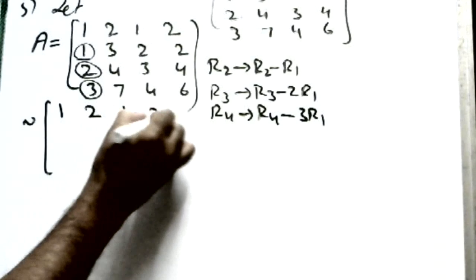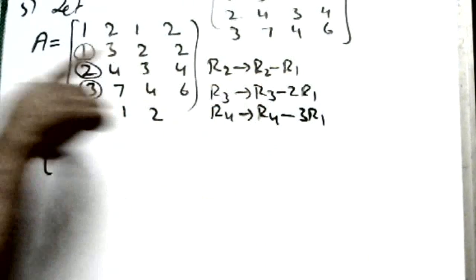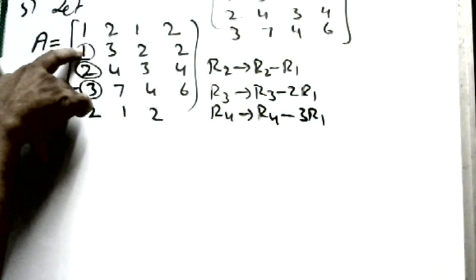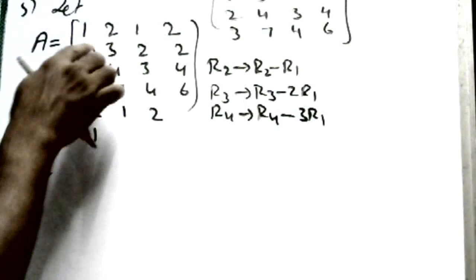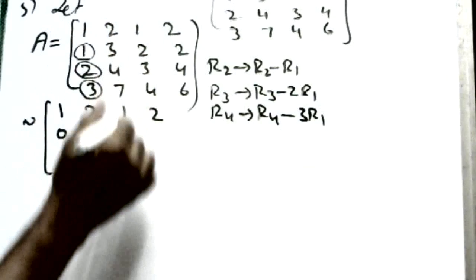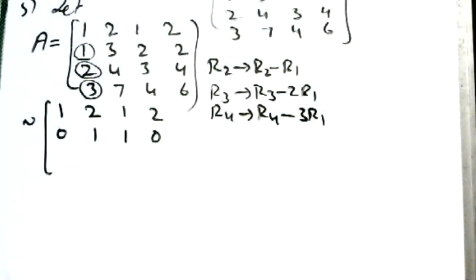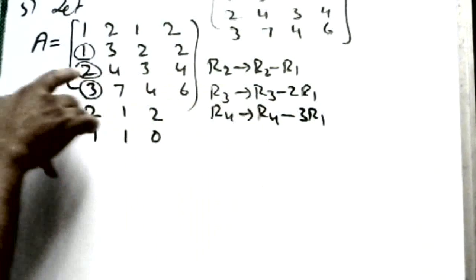We are not changing the first row, as it is 1 2 1 2. Now what is this here? R2 minus R1, easy. 1 minus 1, 0. 3 minus 2, 1. 2 minus 1, 1. 2 minus 2, 0.